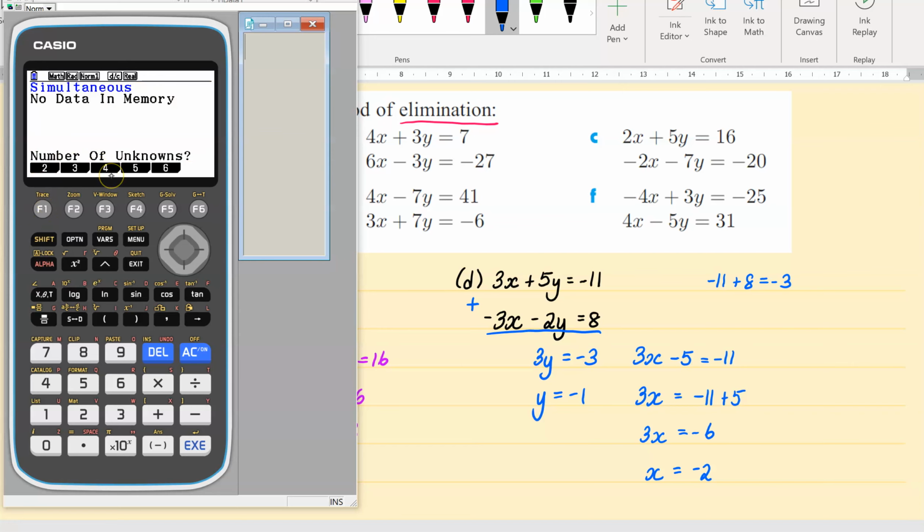How many unknowns have we got? Well, we've got x and a y, so 2 unknowns. Notice how they ask you to enter it in, so something x, something y, and equals a constant. So ours are already in that form. So we'll go, it's 3x, 5y, negative 11, and then negative 3, right, negative 2, and 8. And you can press enter or solve, and notice your x value here is minus 2, your y is minus 1. We're on the right track.